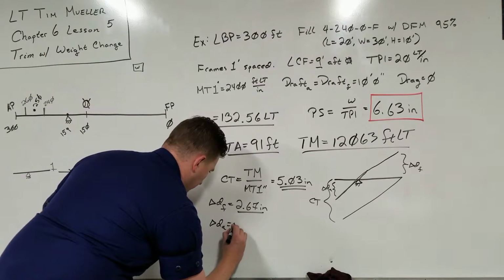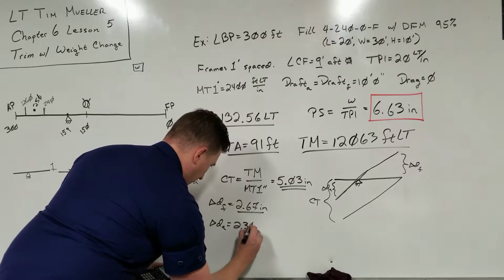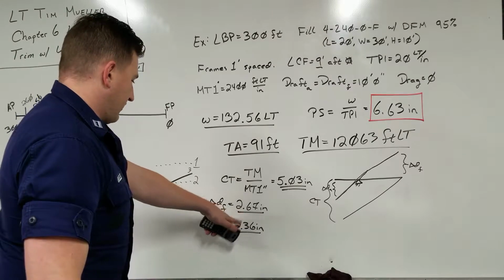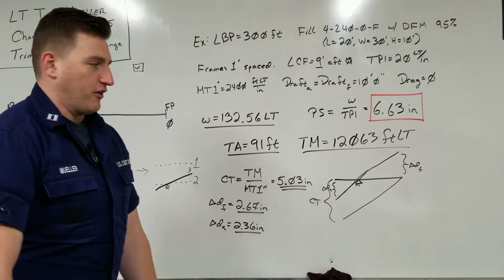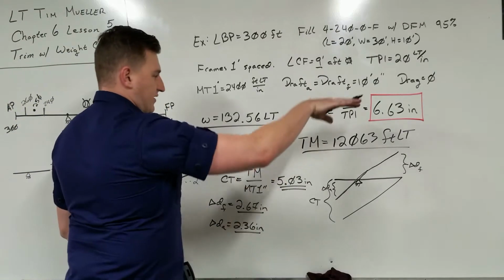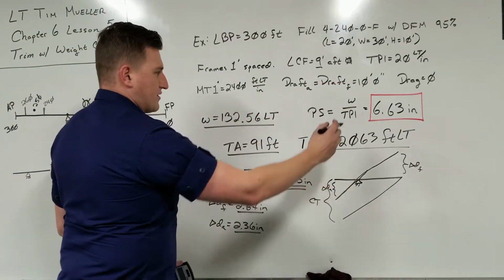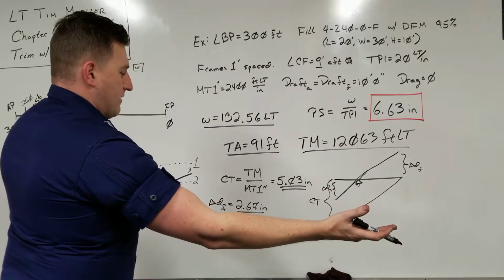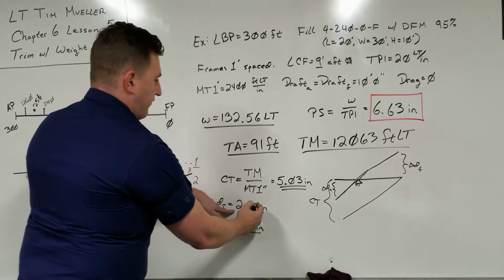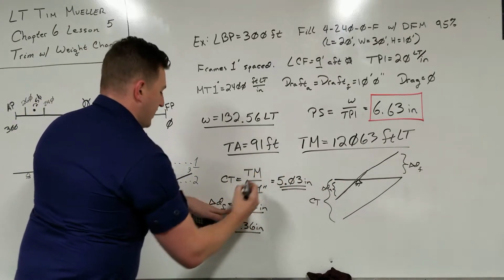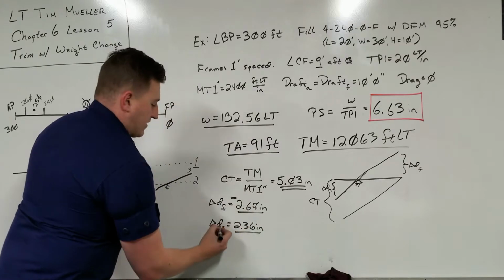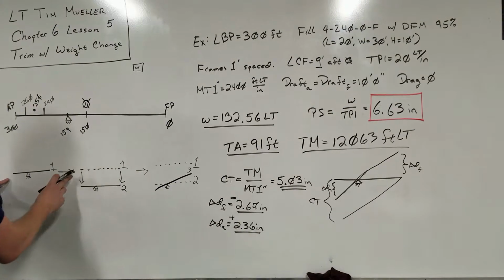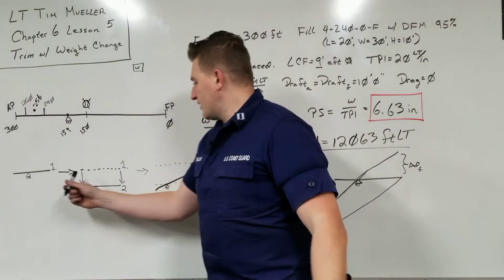Delta D aft equals 2.36 inches. If I add these together, I get 4.9... subtract that, yep, 5.03. So now I have everything going down, sinking 6.63 inches, but then I have the forward part of the ship bumping up 2.67. If I know down is positive, then this has to be negative, which means that aft has to be positive because it goes down with the parallel sinkage. Here we go. Down with the parallel sinkage here.